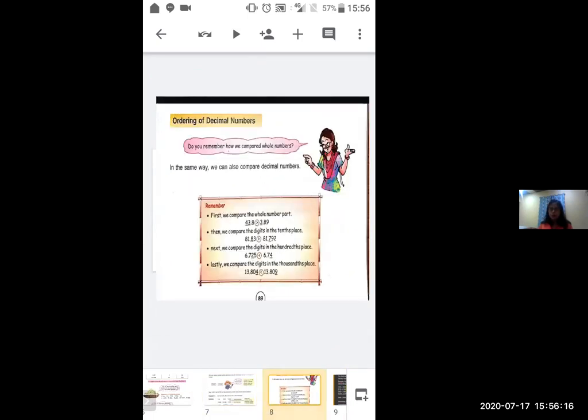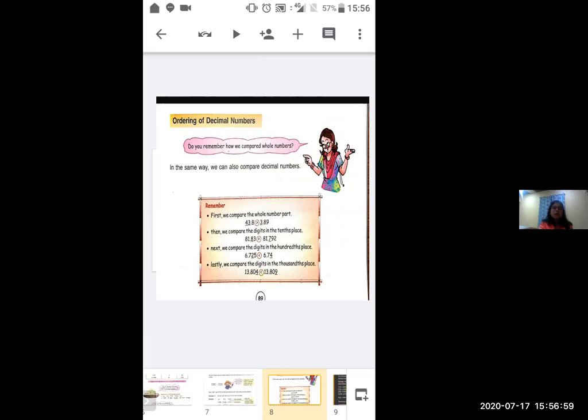Now, ordering of decimal numbers. After knowing how to change unlike decimals into like decimals, we can now arrange the numbers in ascending and descending order. What do we have to do for this? First we compare the whole number part. Then we compare the digits in the tenths place. Next we compare the digits in the hundredths place. Lastly we compare the digits in the thousandths place. So this is the way to compare decimal numbers.